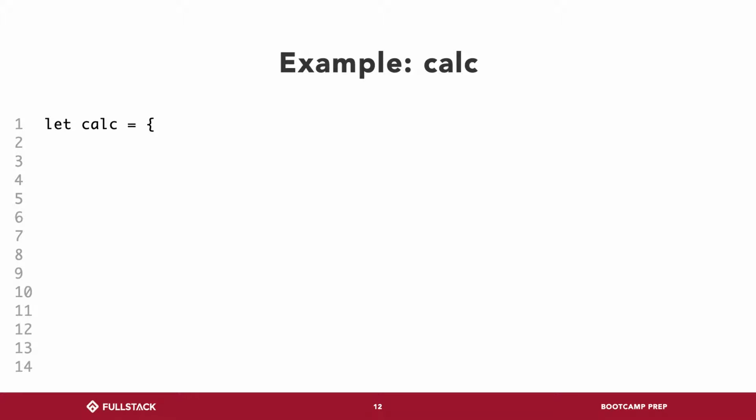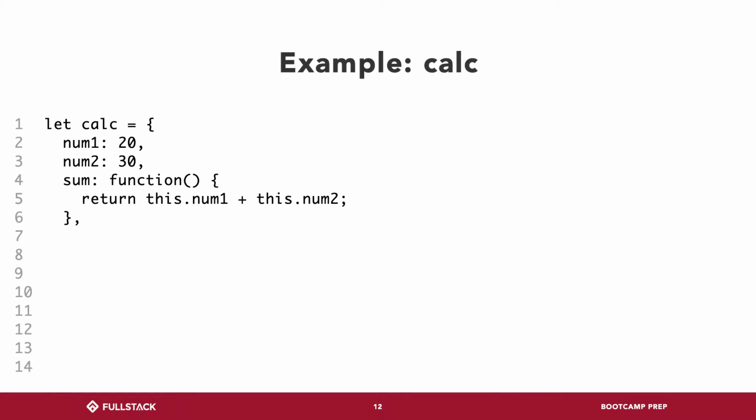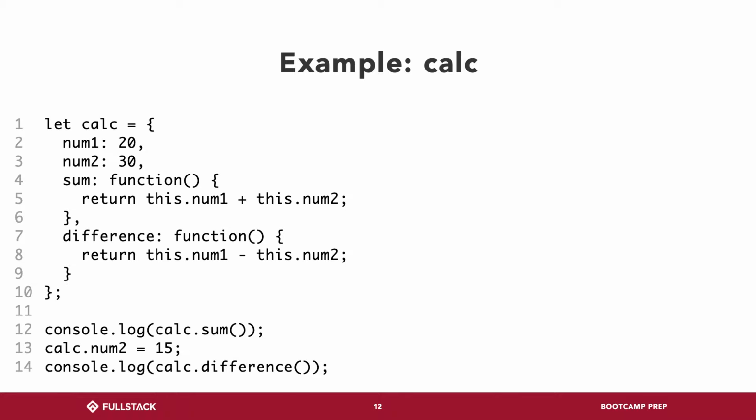Cool. All right, so let's run through a quick example for a calculator, right? So here we have let calc equal to an object, okay? num1 is a key, and it's 20. num2 is another key, and its value is 30. Makes sense, right? Then we have two other things, sum and difference. These are methods, they're functions. The sum function returns this.num1 plus this.num2. And difference returns this.num1 minus this.num2.